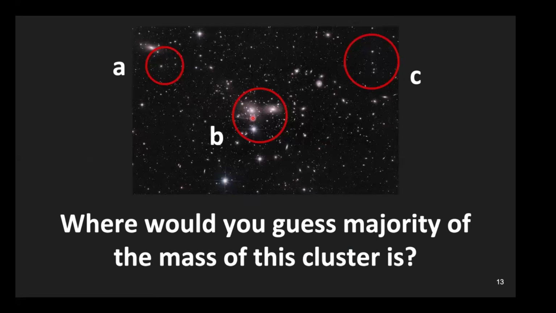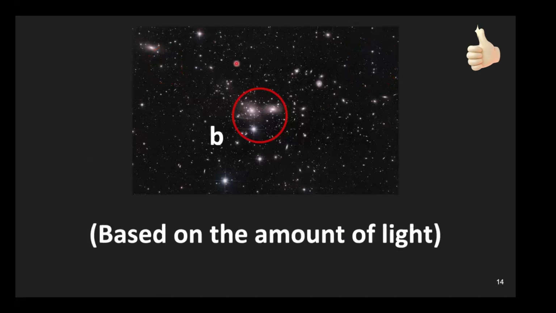I have launched a poll, and remember this is anonymous, so we cannot see who answered what. So I encourage you to try. Using your intuition, where do you think the majority of the mass is in the picture? Think of maybe the light that is actually there. Great. Everyone answered B. And yes, the answer would be B, right?